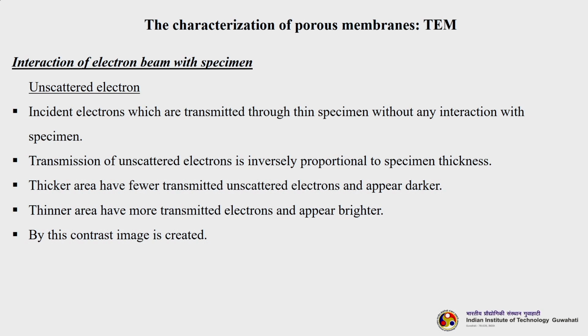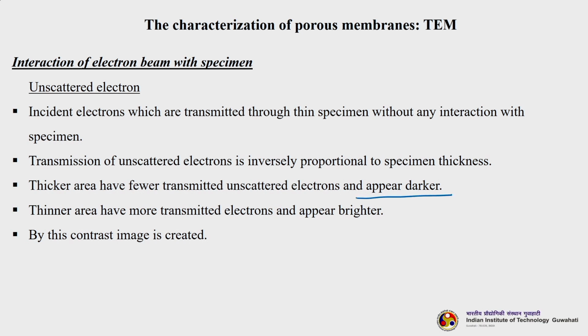Interaction of electron beam with specimen. First, we have unscattered electrons. These are incident electrons which are transmitted through a thin specimen without any interaction with the specimen. Transmission of unscattered electrons is inversely proportional to specimen thickness. Thicker areas have fewer transmitted unscattered electrons and they appear darker.